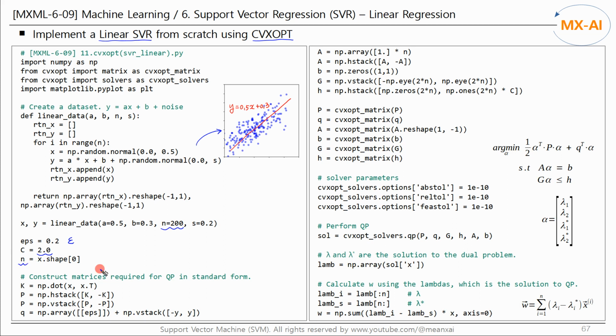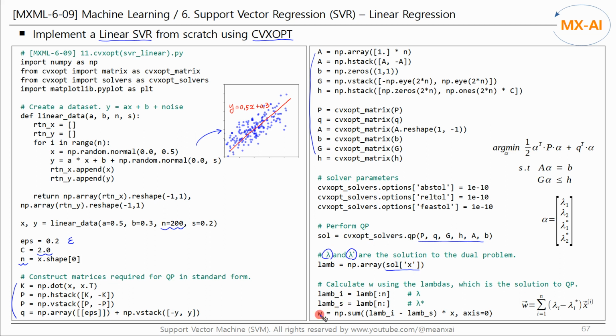Let's use quadratic programming to find lambda and lambda star, the solutions of the dual function. To express the dual function in the standard form of QP, we construct the matrices as follows. Then input the matrices into the QP function of CVXOPT solvers and perform QP. The solution to this problem is contained in this variable. Lambda and lambda star are the solutions to our dual problem.